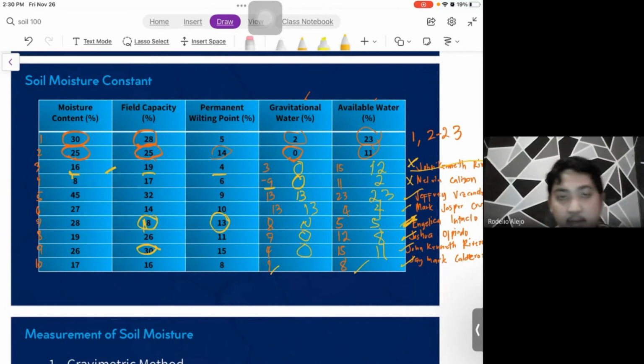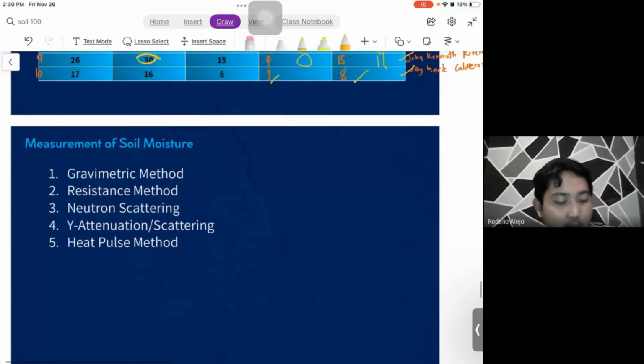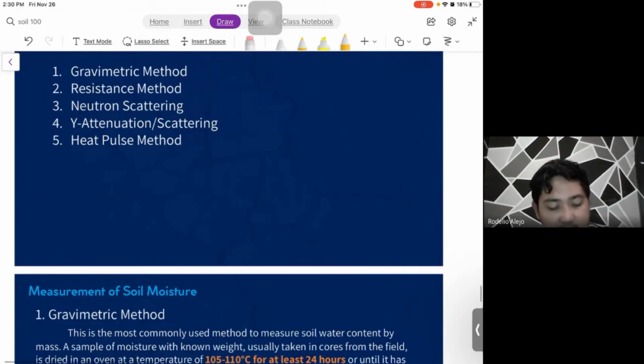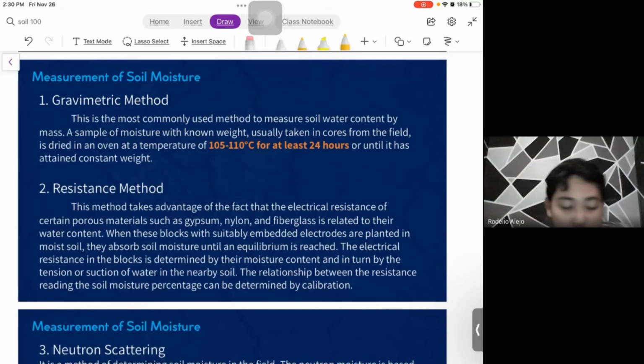Okay, sige, let's proceed, I think. So, in measurement of soil moisture in the field or in the laboratory, we have different methods. So, first is we have the gravimetric method, we have the resistance method, we have the neutron scattering, we have the gamma attenuation or the scattering, then we have the heat pulse method. So, here is the definition of the different methods. So, gravimetric method, this is the most commonly used method to measure soil water content by mass.